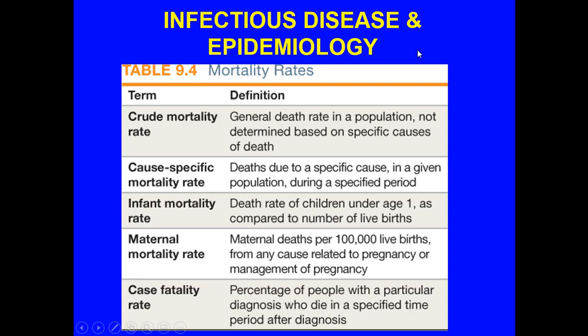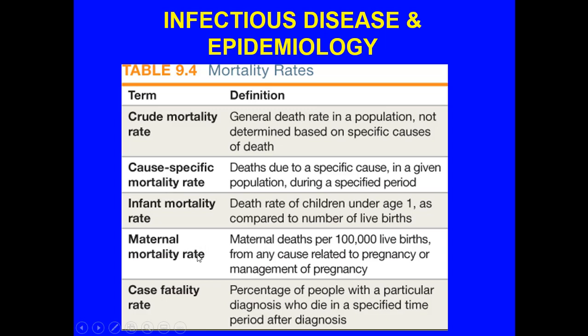Now, there are a variety of mortality rates that you need to be a little bit familiar with, okay? Some of them are a little bit touchy, but keep in mind, I'm not asking you to memorize all of the little details about it, but you have crude mortality rates, general death rate in a population. And you don't determine it on any particular cause of death. Cause-specific mortality rate, this is where you measure deaths due to a particular cause in a given population during a specified period. Infant mortality rate, death rate of children under age 1 as compared to the number of live births.